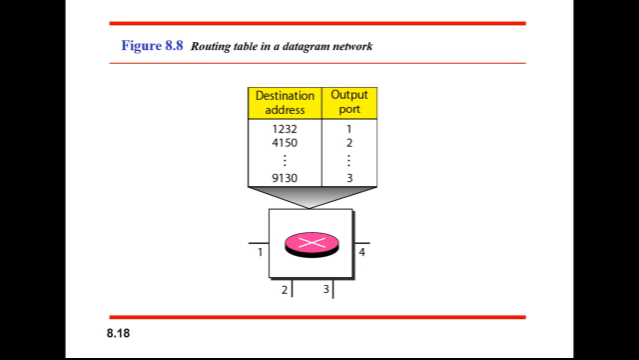For example, in this figure, destination address 1232 has to be routed through output port 1. Destination address 4150 has to be routed through output port 2.